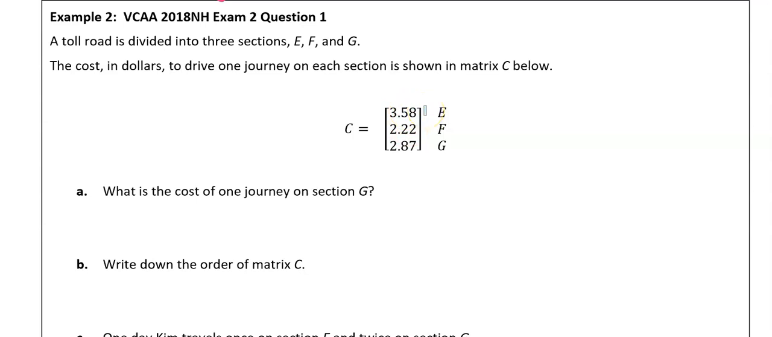What is the cost of one journey in section G? So we're just looking at this value here. And so that's just testing, can you read a value from a matrix and interpret it? So $2.87. Write down the order of matrix C. So our size, we have 1, 2, 3 rows and 1 column. So nice and straightforward so far.